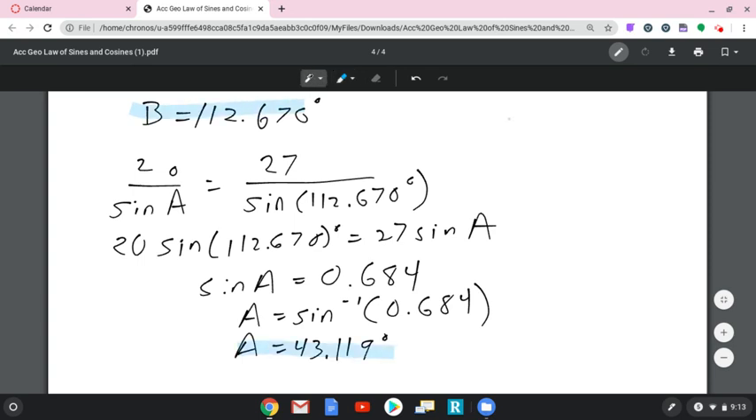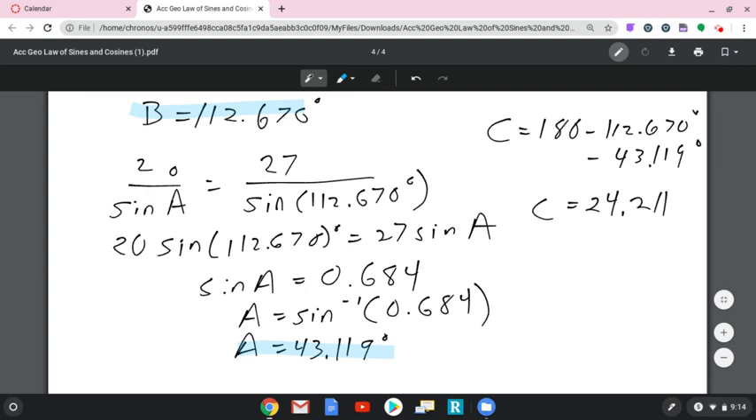So now we've found B, we found A, and we have one more angle to find, and that is C. Well, how would we find C, guys? We have a triangle, so it would be just 180 minus A and B. I'm going to subtract both values from 180. So 180 minus 112.670 minus 43.119, you're going to get C to be 24.211 degrees. And we have solved our triangle.